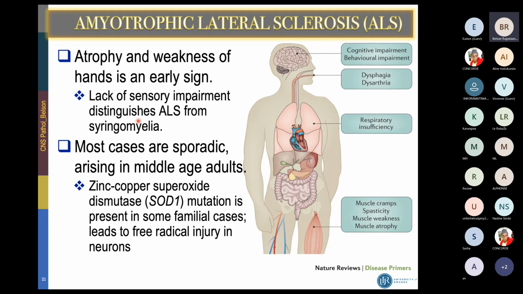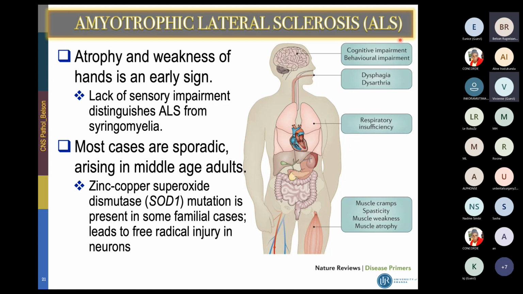So akenshi abenshi basanze bafite this mutation in zinc copper superoxide dismutase 1, SOD1. And this is in case of familial syndromes. Otherwise, when they say sporadic, it means there is no familial predisposition.